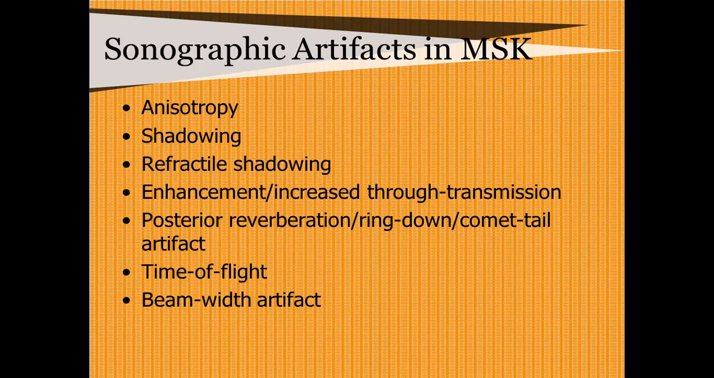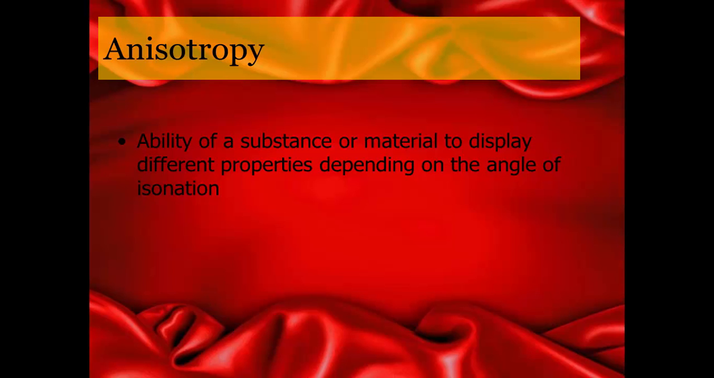Now, anisotropy we went through last week, but we're going to go through it again this week. Shadowing, refractile shadowing, enhancement, increased through transmission, posterior reverberation, ring down, comet tail artifact, and time of flight, as well as beam width artifact. So these are the artifacts we're going to focus on for MSK. The first one again is going to be anisotropy.